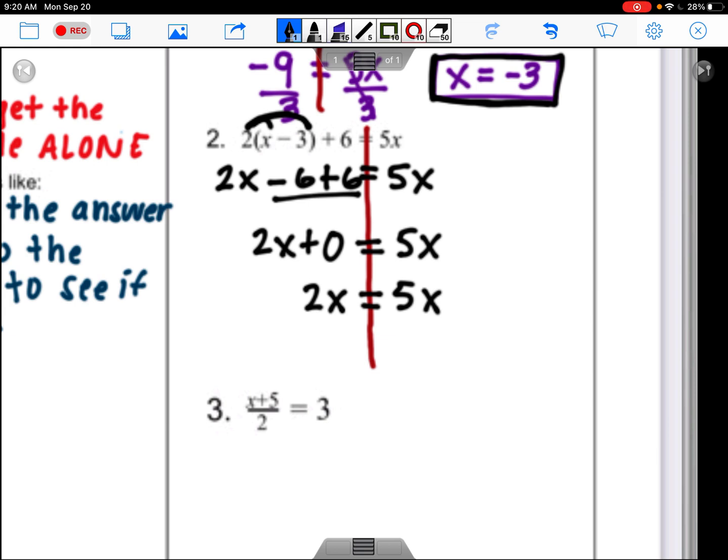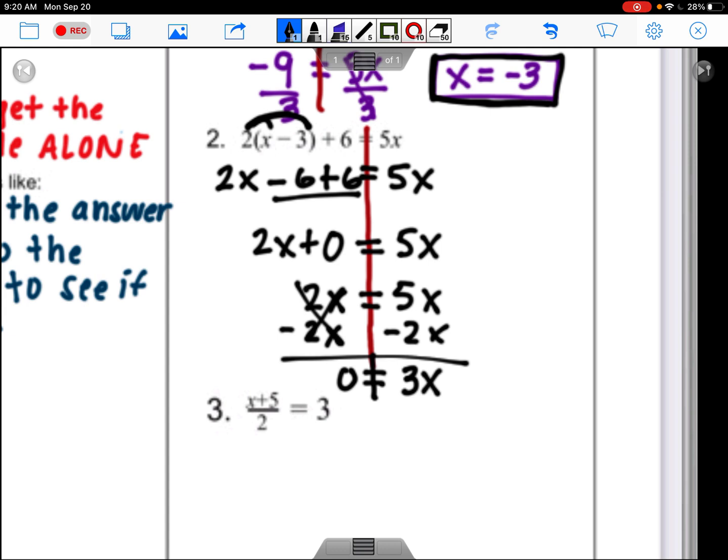So I need to collect like terms. I need to get the x's together. So I'm going to minus 2x from both sides. Pay attention here. 2x minus 2x is 0. So pay attention because I think students get this wrong a lot. 0 equals 5x minus 2x is 3x. So they're like, oh, no solution. But there is a solution because the x's didn't cancel, right?